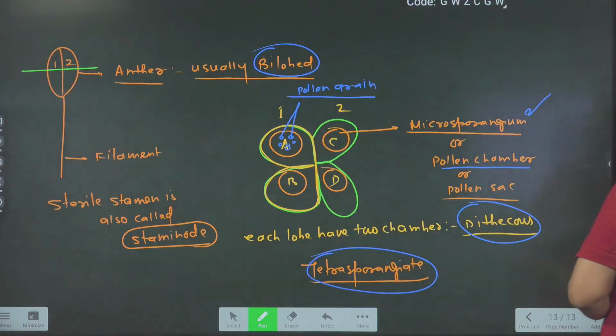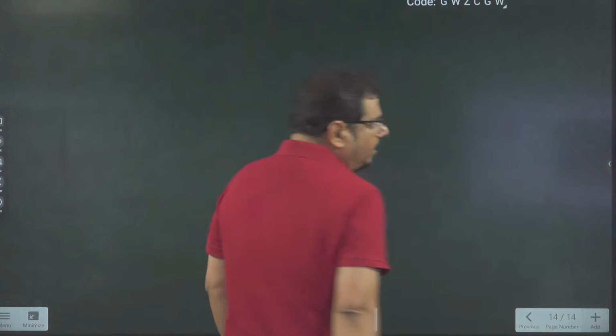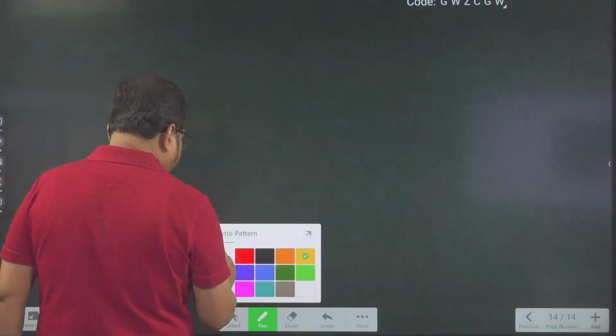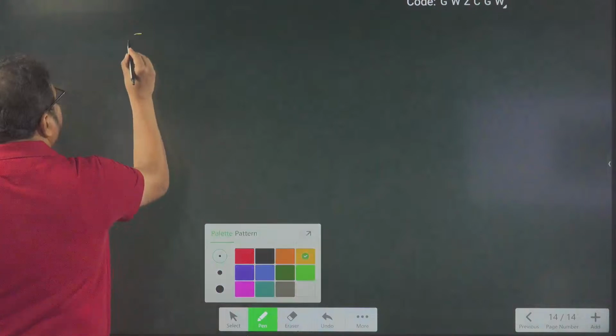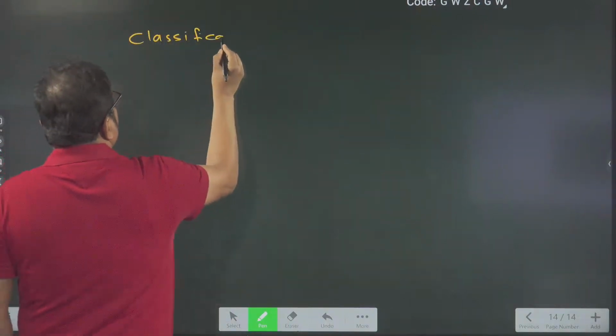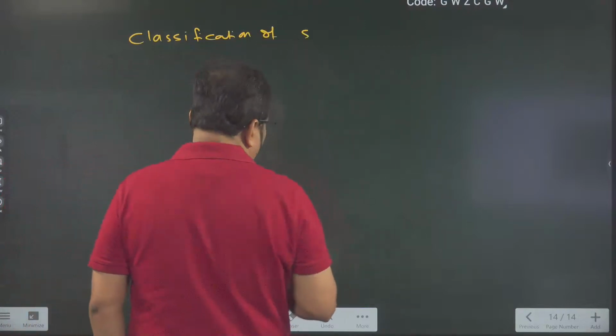So this is about the structure of the stamen. Now we are going to classify the stamen based on its number. Classification of stamen.